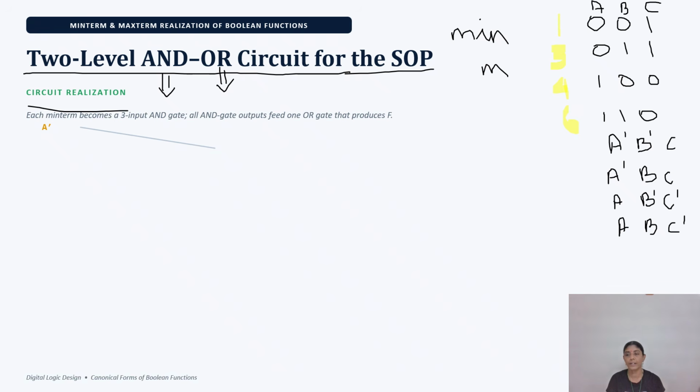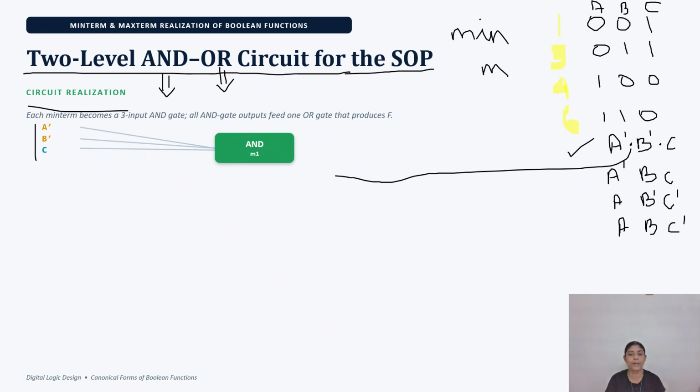Okay. Check here. What is your first term? A dash, B dash, C. Right? Your first term is A dash, B dash, C. What is your second term? Where you are giving this, you are using a dot representation. What is the part you are using? You are using a dot. What does this dot represent? Which is your AND gate. Okay. Right. What is the next term?